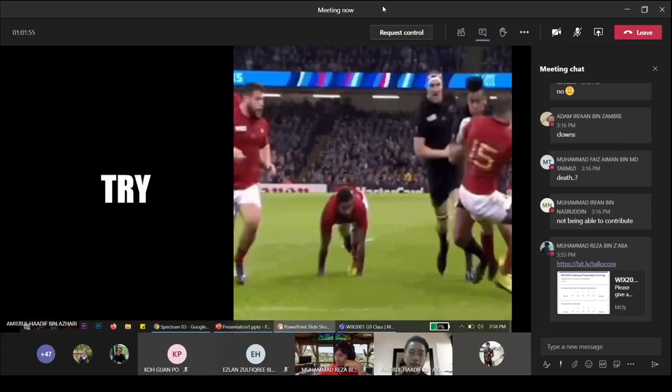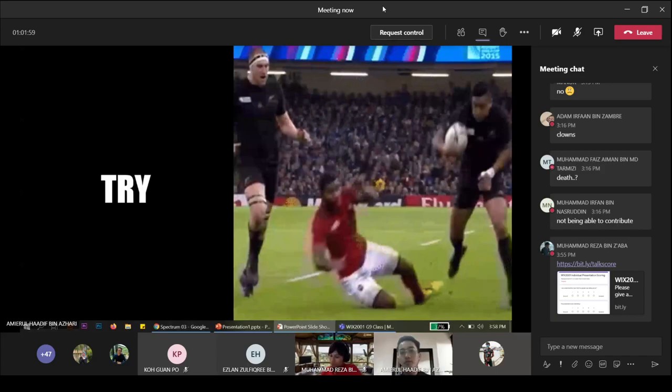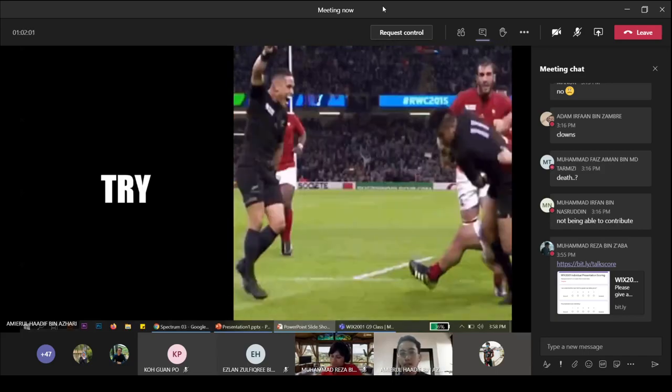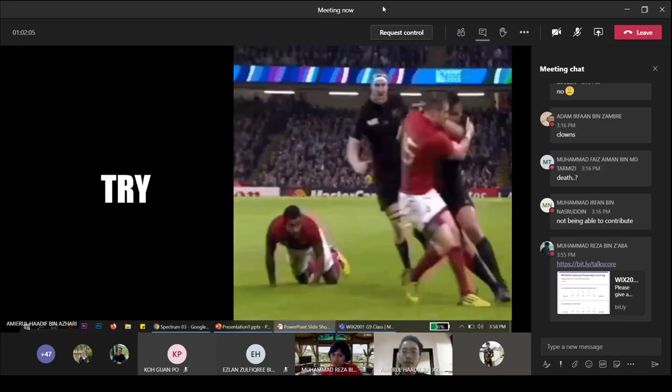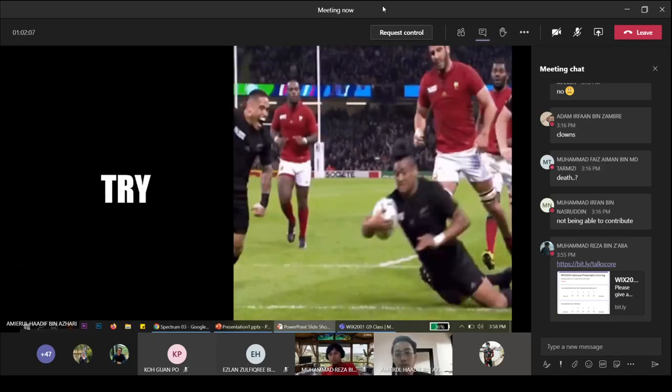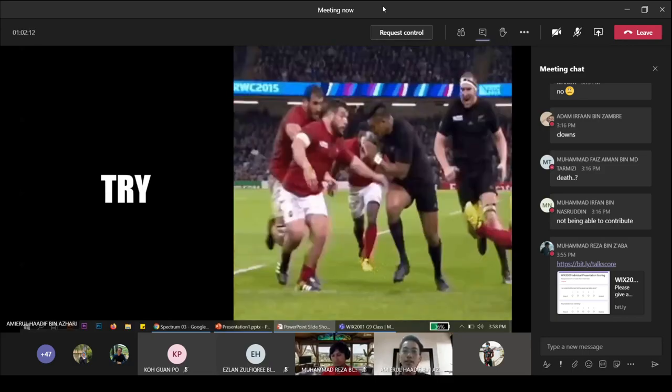So next slide is about the try. Try is one of the methods to score points in rugby. Every try, your team will receive five points. And in order to do a try, you need to ground the ball inside the opponent's in-goal line.